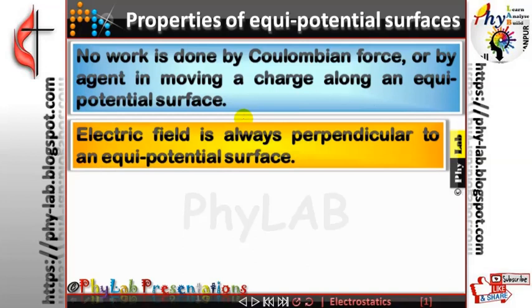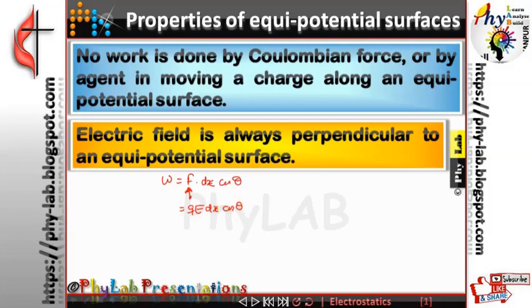The second important property says that the electric field is always perpendicular to the equipotential surface. Now, why is the electric field perpendicular to any equipotential surface? Let's try to understand that. Work done is always equal to force times displacement in the direction of force, so F dx cos theta. From mechanics, you have studied this. Now, in case of an electric field, the force applied by the electric field or by the agent must be QE times dx times cos theta.